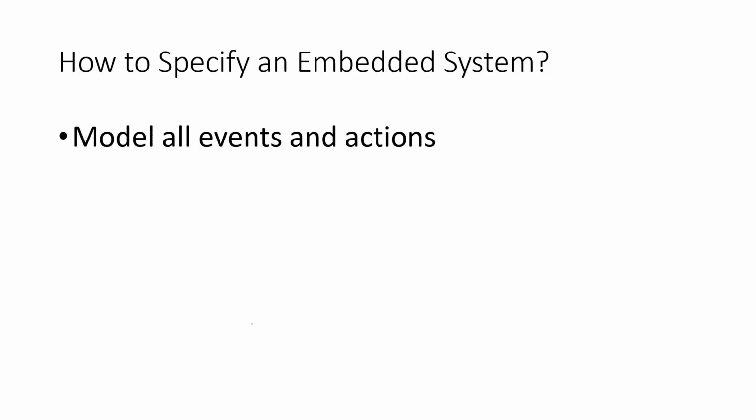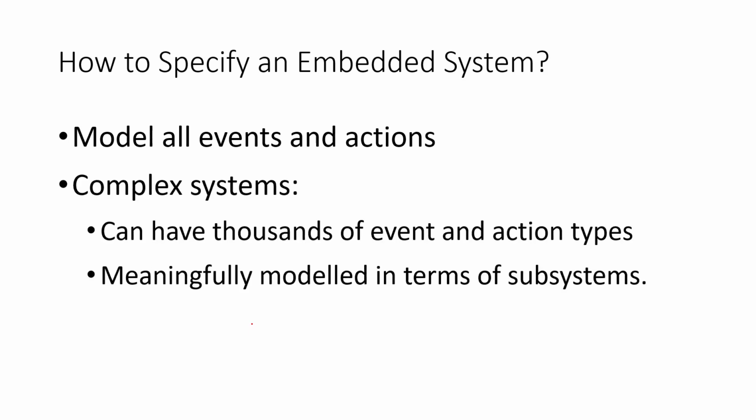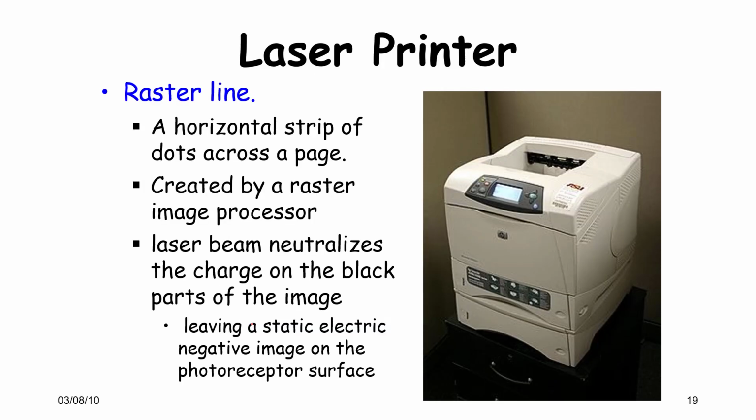How do you specify an embedded system? Well, we need to model all the events and actions. There could be complex systems that could have thousands of events and action types. So we need to divide it into subsystems and meaningfully model it. So look at a laser printer.